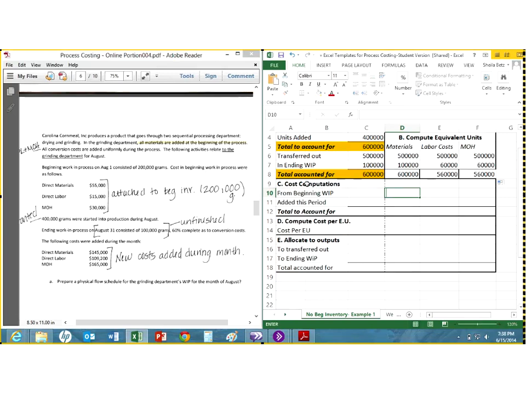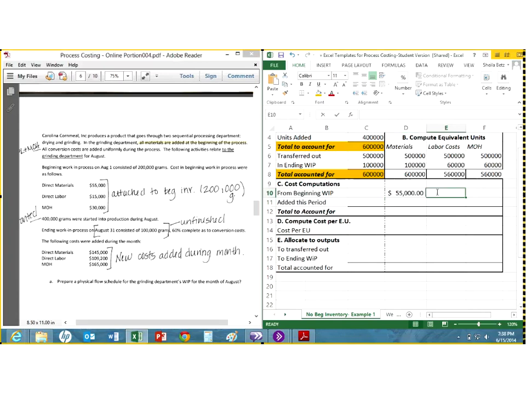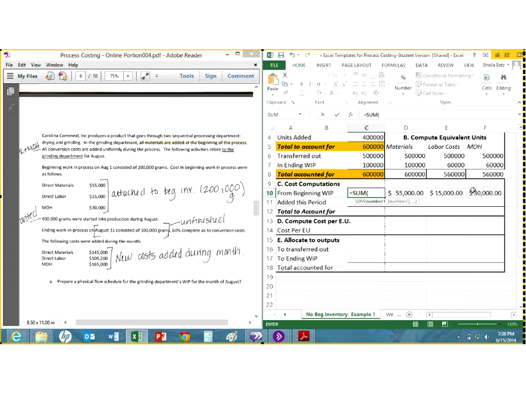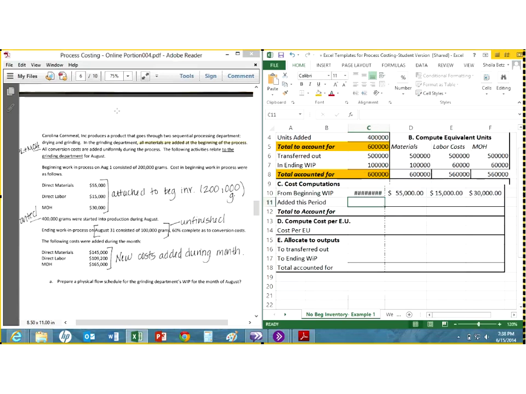We had $55,000 of direct material costs attached to beginning inventory. We had $15,000 of direct labor cost and $30,000 of overhead cost. If I total this up, the total amount of money we had in beginning inventory is $100,000. Once again, all I'm doing right now is showing how much money we had in beginning inventory.